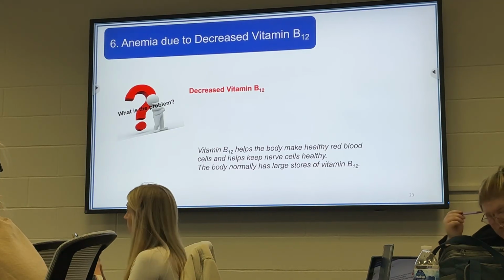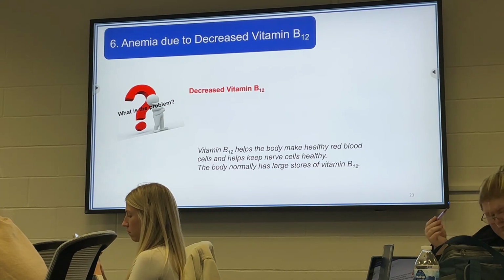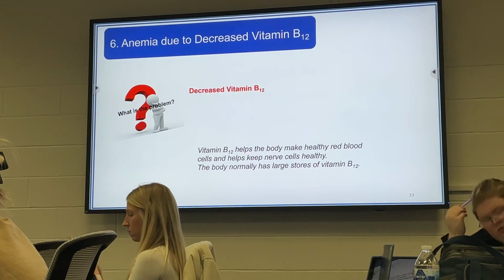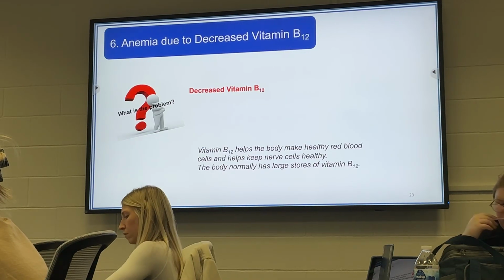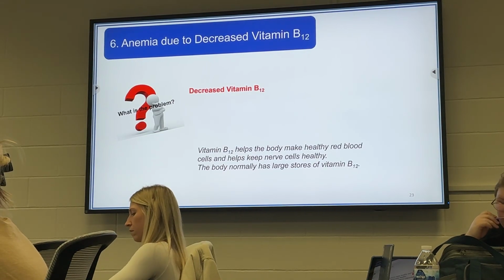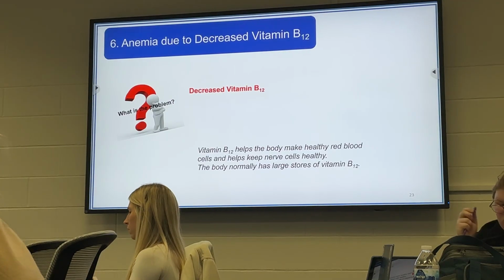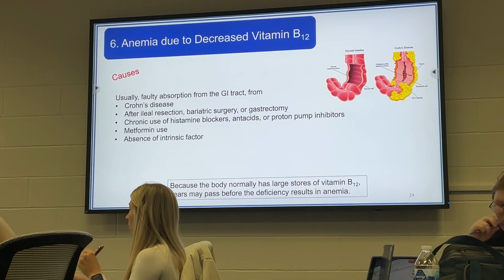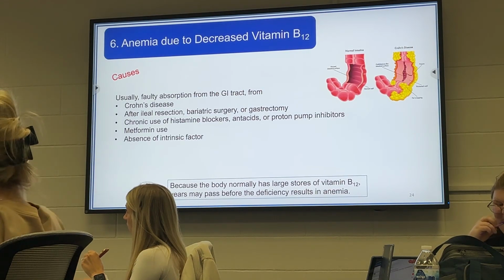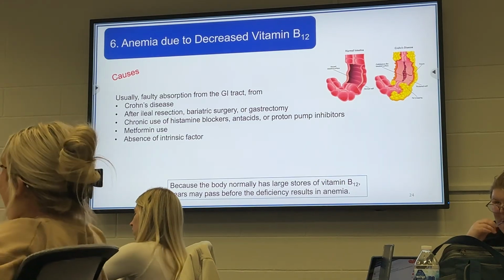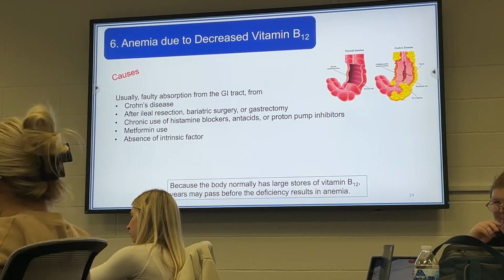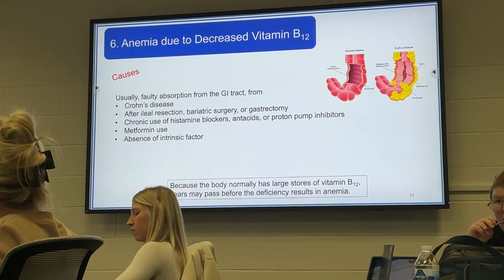Anemia due to low B12 levels. All these vitamins, all these things play an important role in keeping your red blood cells where they need to be. But B12 especially, when you have a low B12 level, it's usually related to something with GI, as you can see.